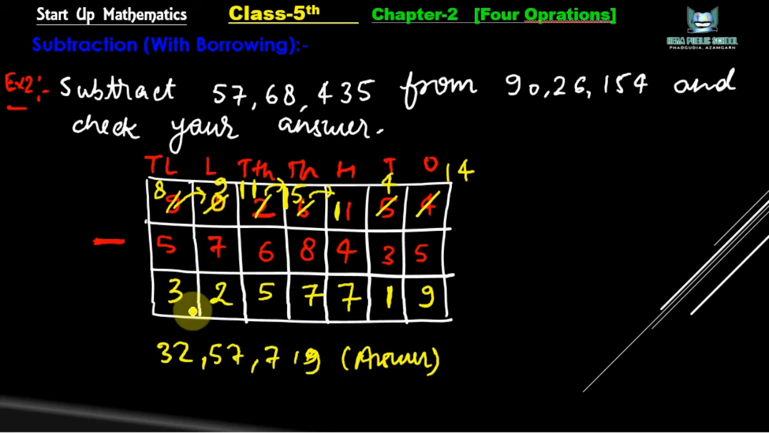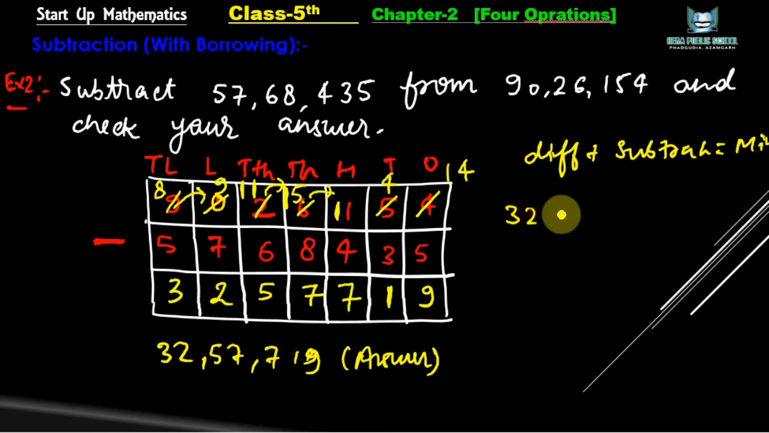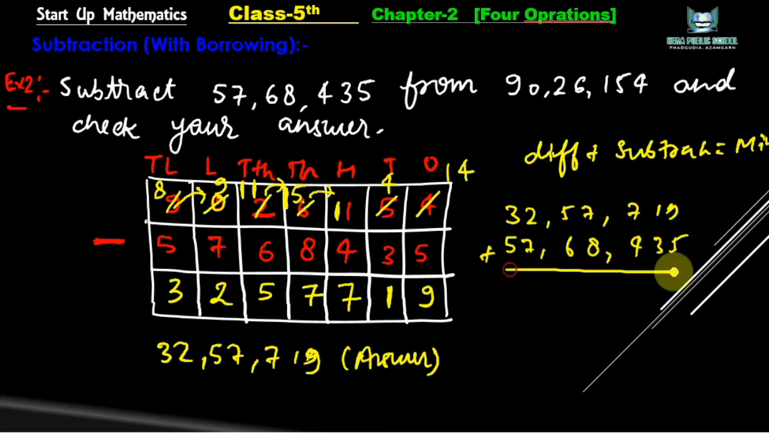So difference plus subtrahend is equal to minuend. So the difference is 32,57,719 plus, and the subtrahend is 57,68,435.